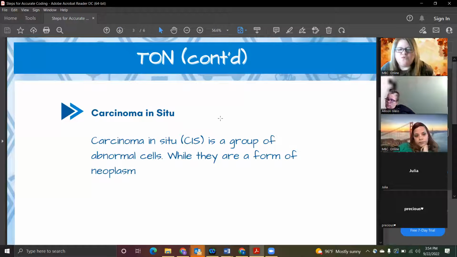Carcinoma in situ, otherwise known as CIS, is a group of abnormal cells while they are a form of neoplasm.